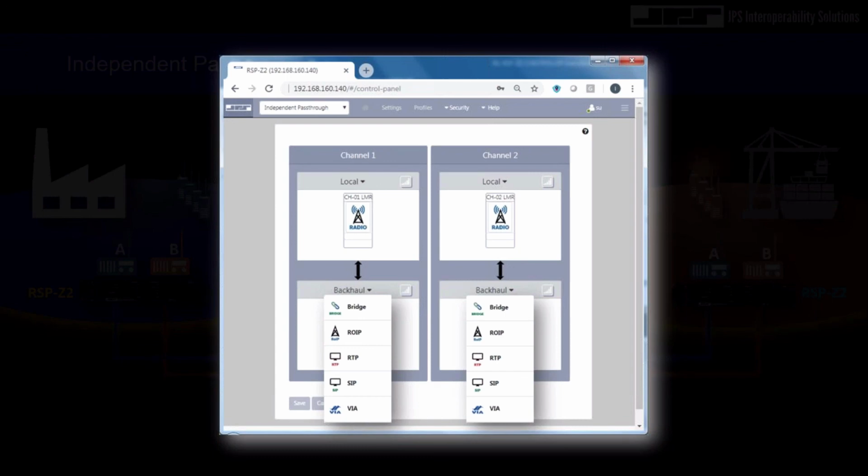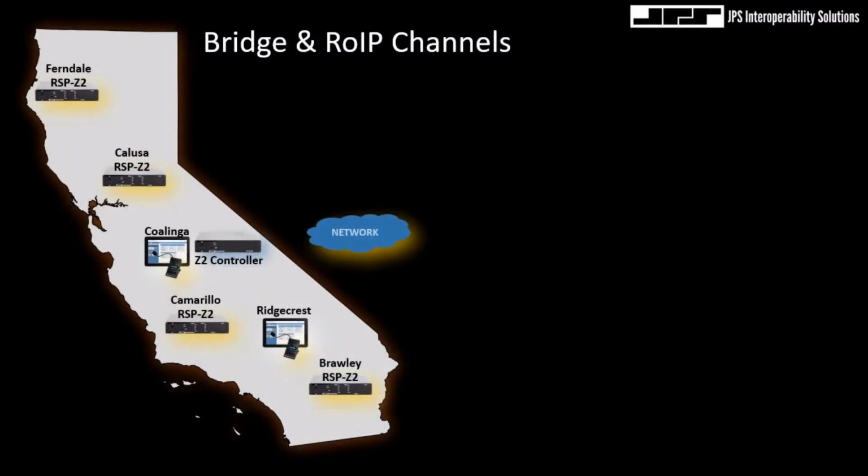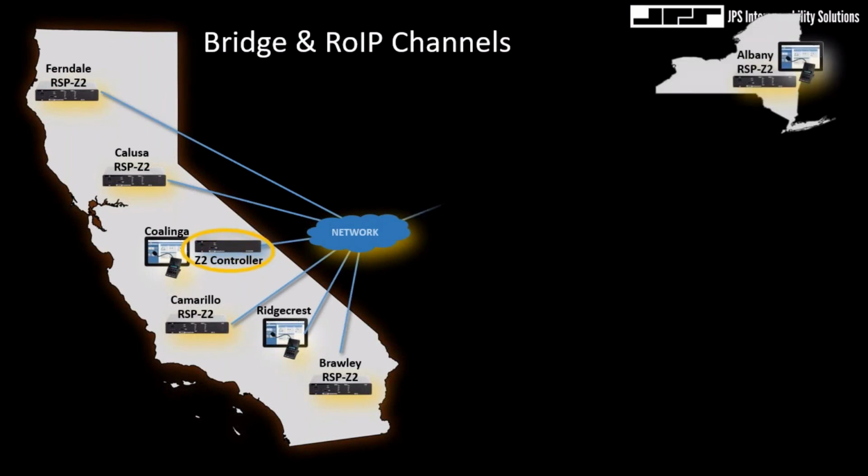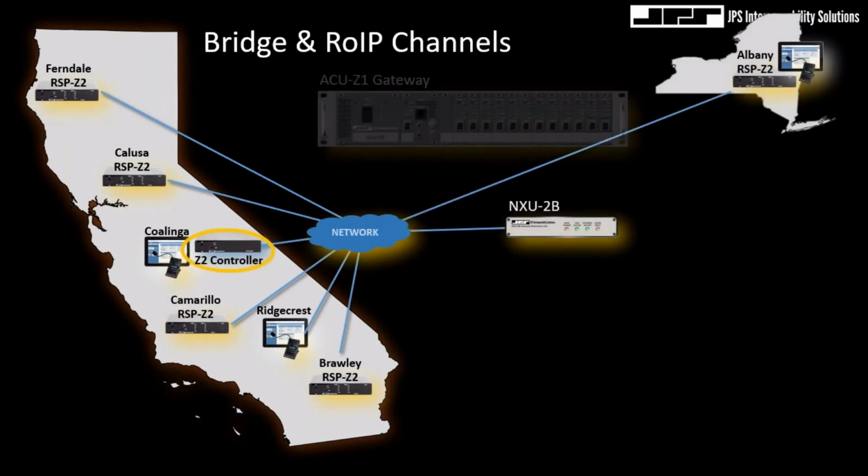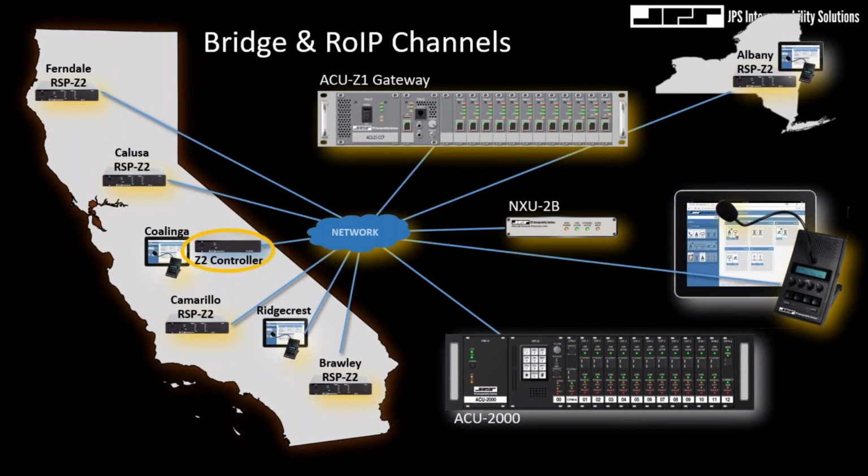But where the RSP-Z2 truly shines is when it's in the presence of a Z2 controller or an ACU Z1 gateway. So in the future, we'll have application-based webcasts of RSP-Z2 gateways in larger distributed communications systems where we'll highlight the dynamic linking of our JPS RoIP and JPS bridge channels to support many distributed gateways.